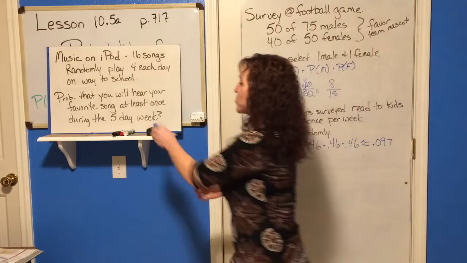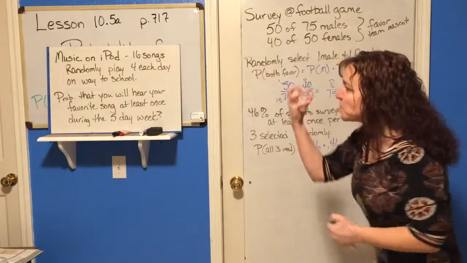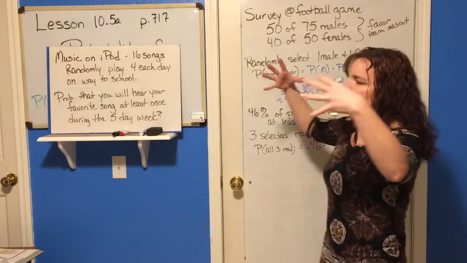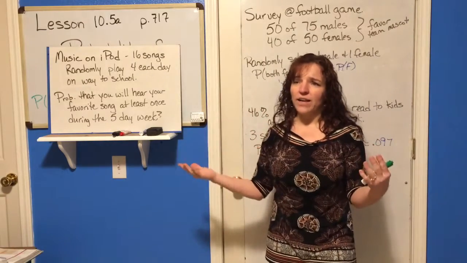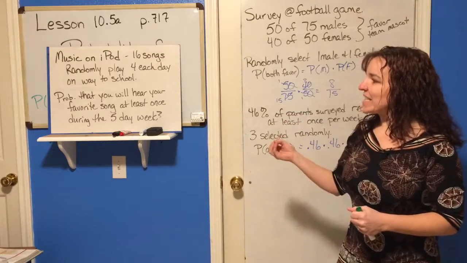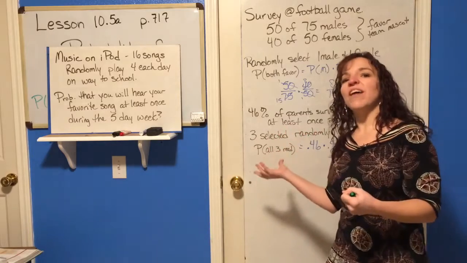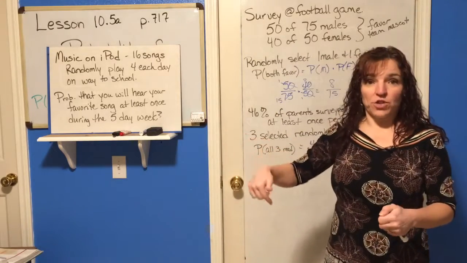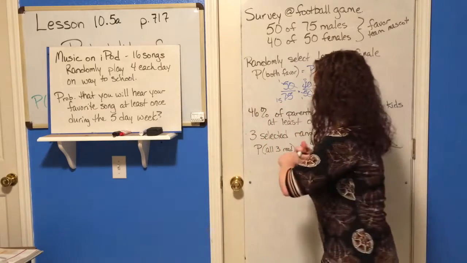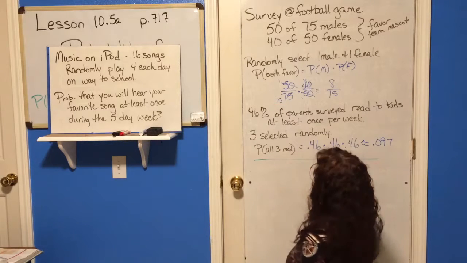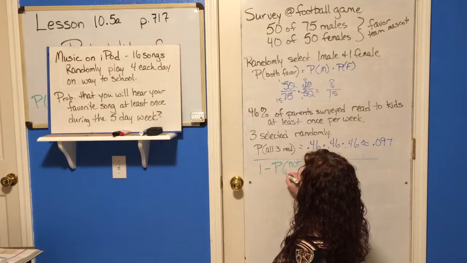Okay, so this one is a little bit trickier, and honestly, I have to stop and think it through. Some of you might even catch on quicker than I do. So you've got 16 songs in all. You're only going to pick 4, but you have 5 different days that you're considering. So in this case, it's actually going to be easier to figure the probability that you won't hear your favorite song, and then find the complement of that, remember, which is 1 minus the probability that you won't. So we're going to take 1 minus the probability that you will not hear your favorite.